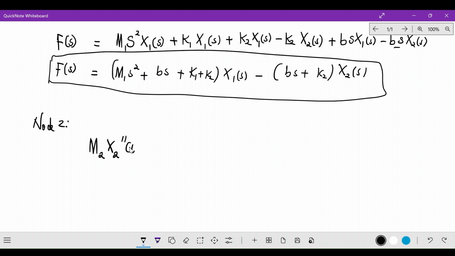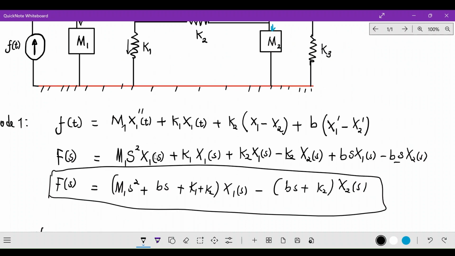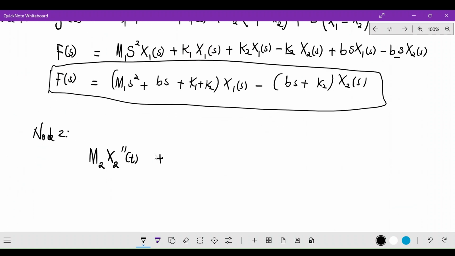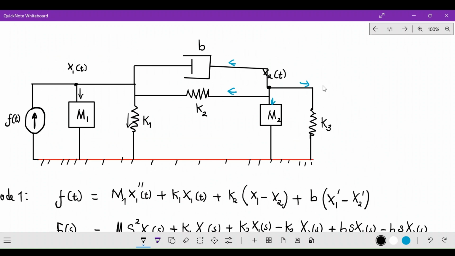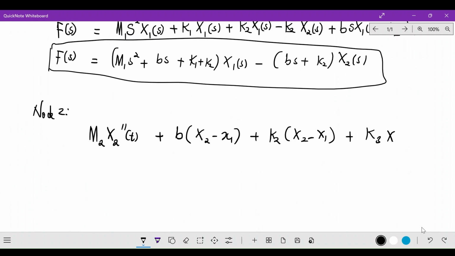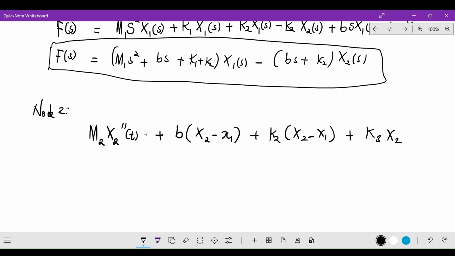The x2. And then plus another force through the damper, B. What distance? Now remember that the force is coming from x2 going to x1, so this is x2 minus x1. And then the force across the spring K2, which again would be K2 times x2 minus x1. And then finally the force across the other spring, K3, times what displacement? It's simply x2, times x2, and this is equal to 0. And then also take the Laplace of this. This is m2.